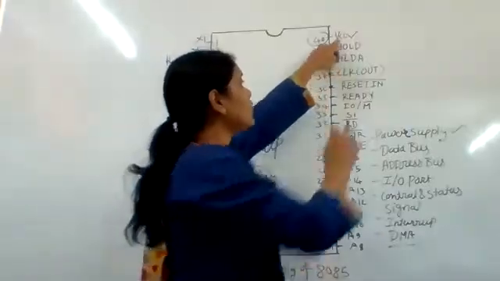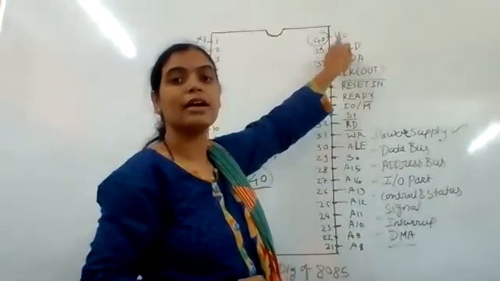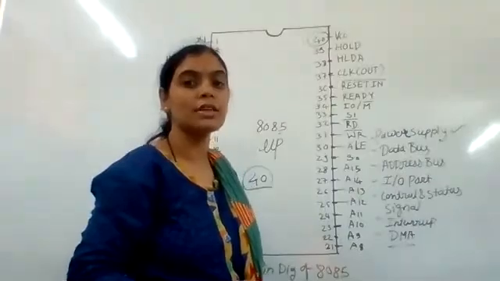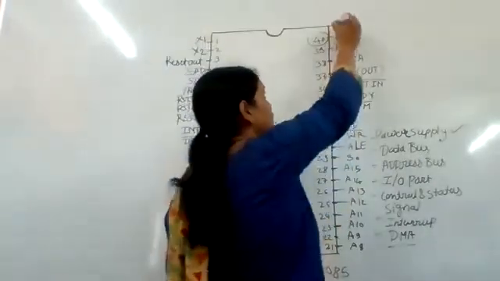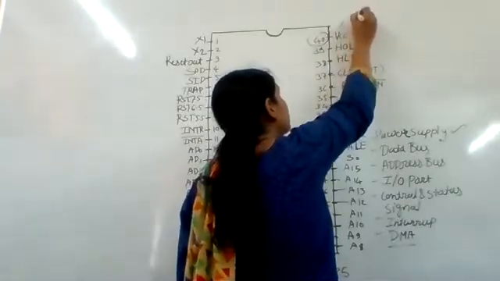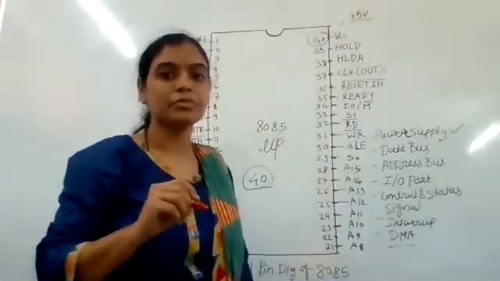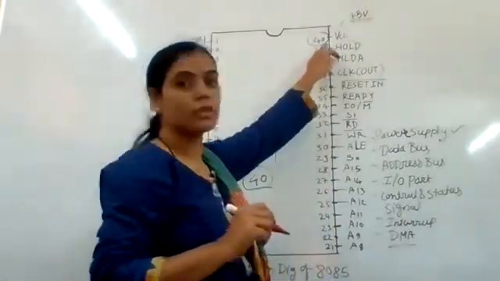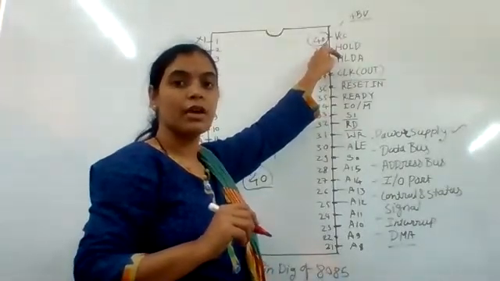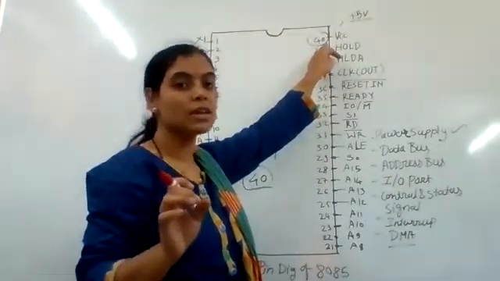Here, pin number 40 is VCC, and an external power supply of plus 5 volt is provided at this pin.